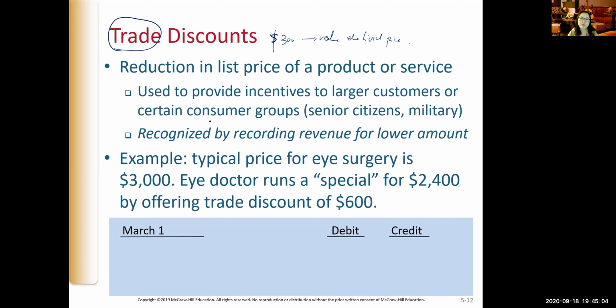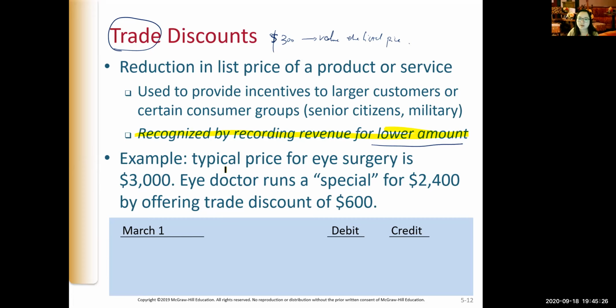And so when we record the trade discount, we recognize it by recording revenue for the lower amount. I wanted to tell you, this is the key of the key. So we record revenue for the lower amount, meaning lower than the original price.